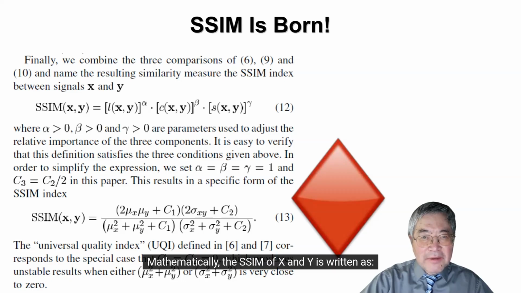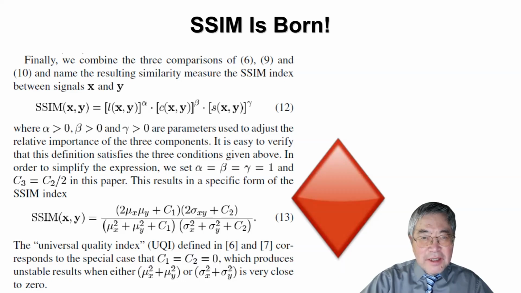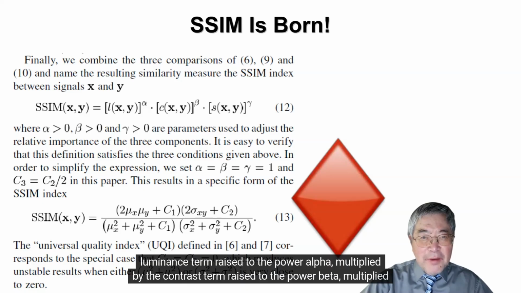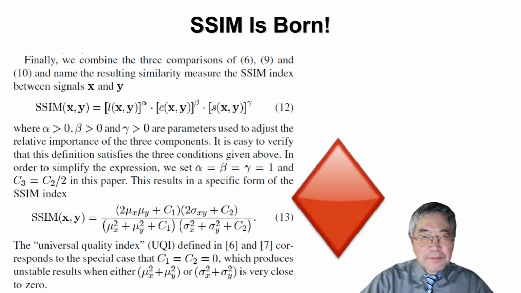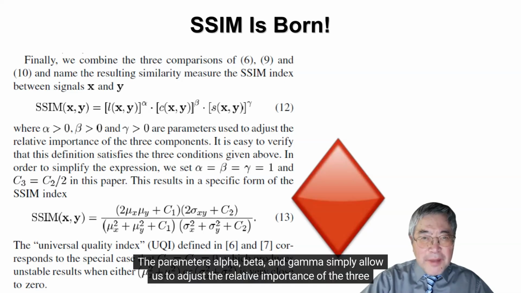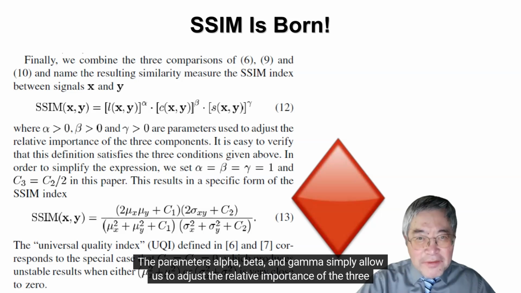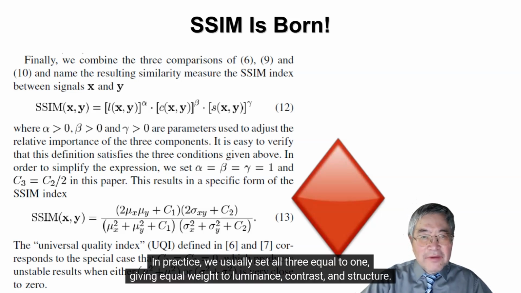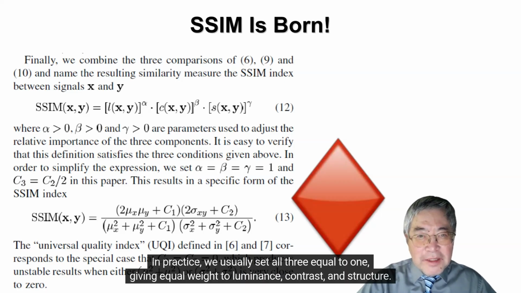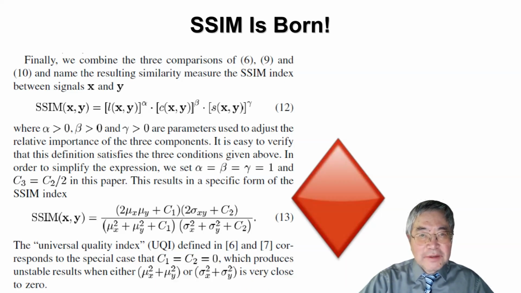Mathematically, the SSIM of x and y is written as luminance term raised to the power alpha multiplied by the contrast term raised to the power beta multiplied by the structure term raised to the power gamma. The parameters alpha, beta, and gamma simply allow us to adjust the relative importance of the three components. In practice, we usually set all three equal to 1, giving equal weight to luminance, contrast, and structure.